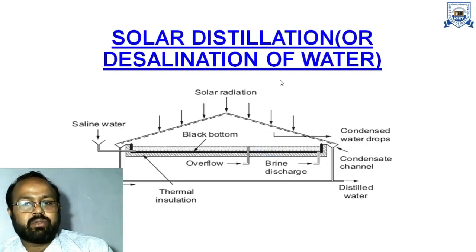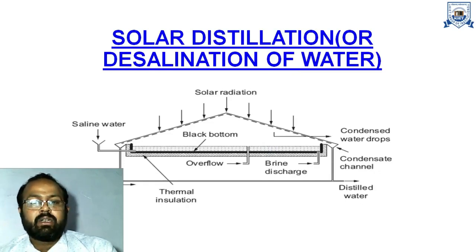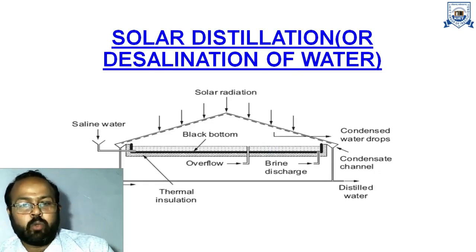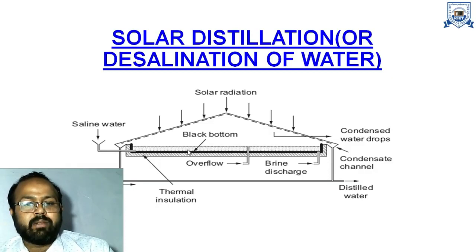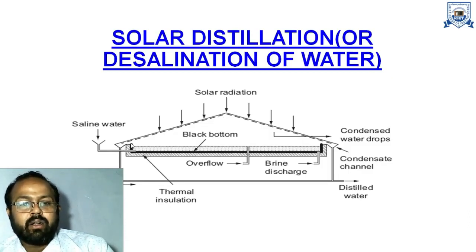Now solar desalination of water. This is the basic mechanism of solar desalination, and this is the current advanced topic of solar desalination. We use different types of mechanisms. In this particular mechanism we use saline water in a basin arrangement, and the basin arrangement is covered by glazing on one side and on two sides.